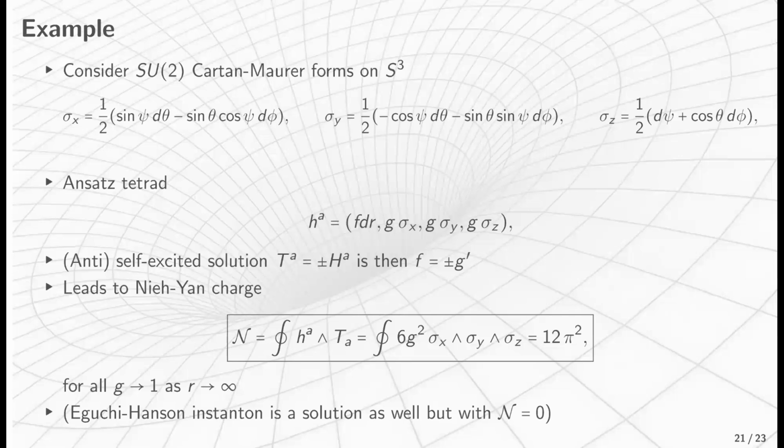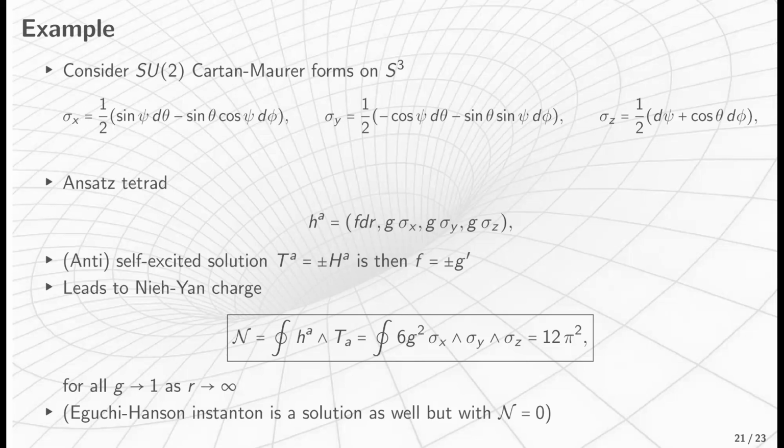So you really confirm that this is a solution of the field equations, and it turns out to have a non-vanishing axial torsion. And you can evaluate this axial torsion. You just take this integral of the axial torsion, use Stokes' theorem and transfer it into a surface term. Then you find that for all solutions where g goes to unity at infinity, this is just 6 times the volume form of S3, and you find that this Nieh-Yan charge is 12 pi squared. You can also show that the Eguchi-Hanson instanton is also a solution, but there it's 0. So it's quite interesting.